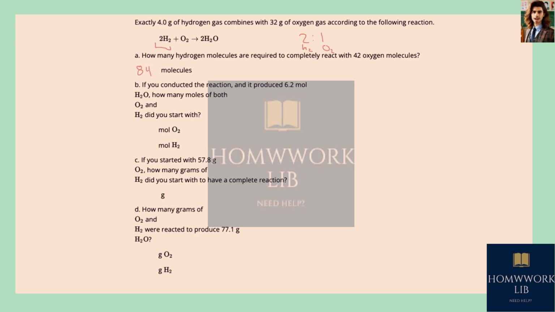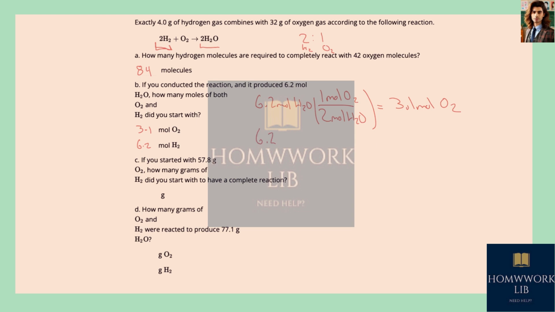Next up, if you conducted the reaction and it produced 6.2 mole of water, how many moles of both oxygen and nitrogen did it start with? So we know that we have 6.2 mole of water, of H2O, and we know that according to our chemical reaction, 2 moles of water are going to be produced from 1 mole of oxygen. So this is going to give us 3.1 mole of O2. On the other hand, the relationship in between moles of water and moles of hydrogen is going to be 1 to 1. So the answer would be 6.2 mole of hydrogen.